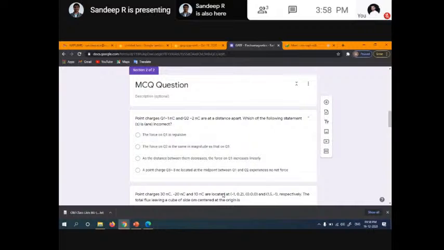Okay, the third one: as the distance between them decreases, the force on Q1 increases linearly. Now we know that the force is inversely proportional to the square of the distance.